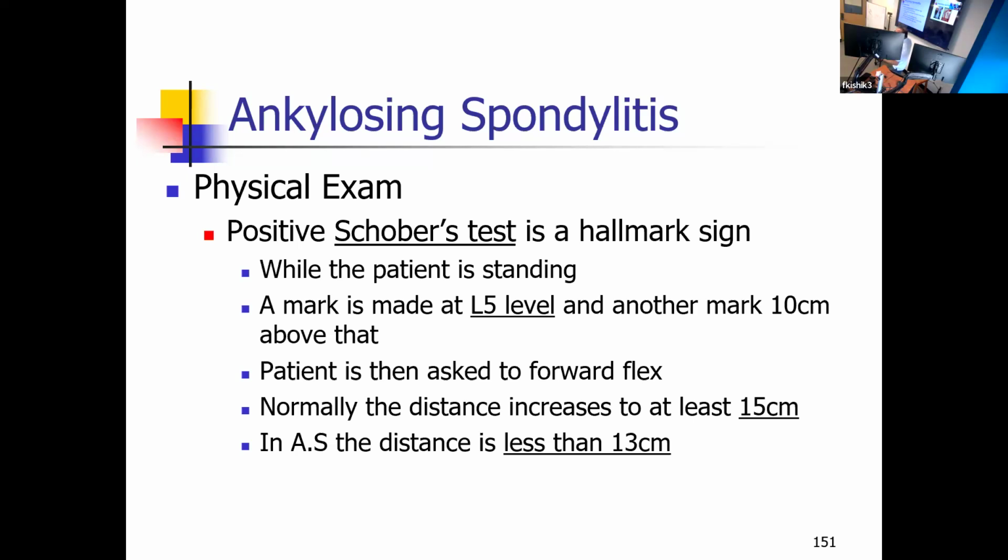Then you simply ask the patient to flex. As they flex down, okay, if they're able to get 15 centimeters or so above, then that means they have good flexion. In somebody who has ankylosing spondylitis, the distance is usually less than 13 centimeters. It's a very simple test, very inexpensive test, but they always mention it on the boards. But you have to know these numbers because that's key.